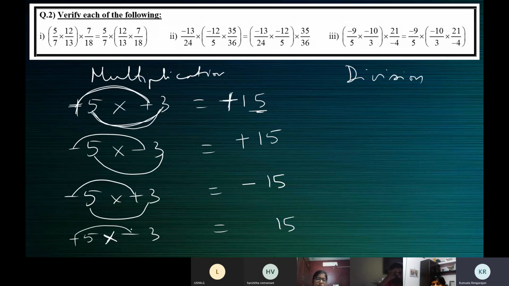Plus into minus. So when you're multiplying, you multiply the numbers, you multiply the signs. When you multiply the signs, same signs, put a plus sign. Different signs, put a minus sign. And multiply the numbers.